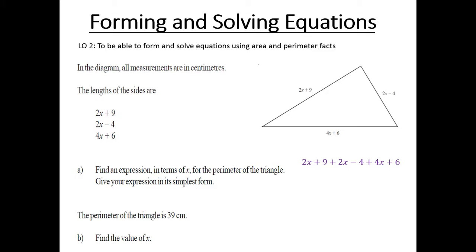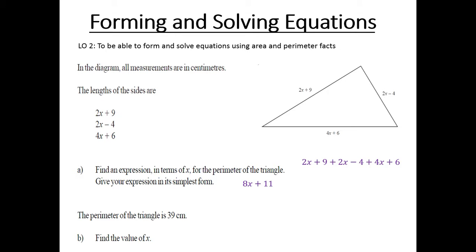So you add them all up. You've got 2x plus 9 plus 2x minus 4 plus 4x plus 6. What can I do here? I need to simplify, collect like terms. I can't just leave it like that. So 2x plus 2x plus 4x gives me 8x plus 11. Just watch out for the minus sign. 9 minus 4 gives me 5, and then you add the 6, that gives me 11.